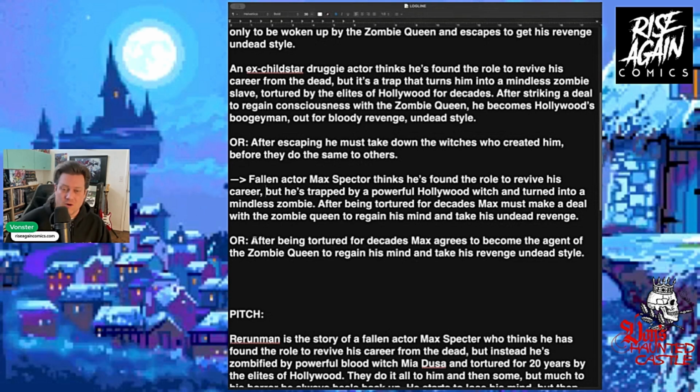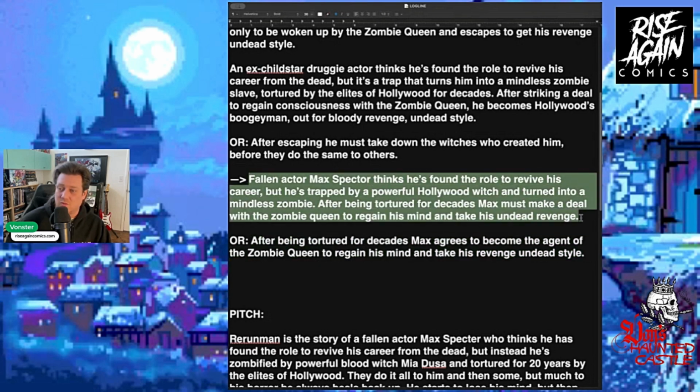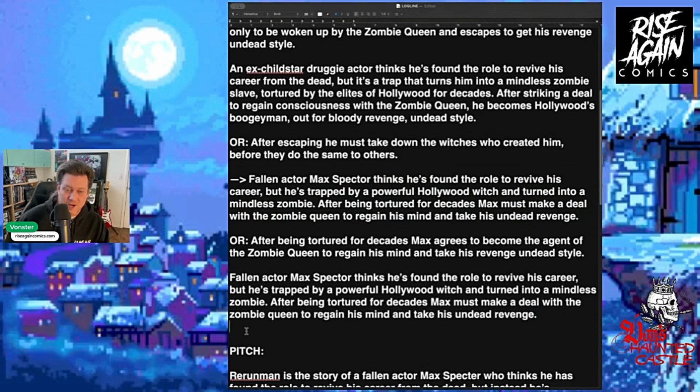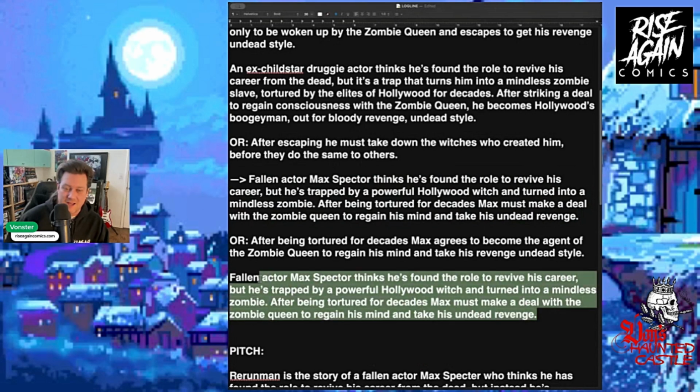Then I put, or after being tortured for decades, Max agrees to become the agent of the zombie queen to regain his mind and take his revenge, undead style. So there's all these different ones. I'm going to start writing a new one from all this because I still don't think this is good enough, guys. It ain't good enough. You always got to refine, always be refining, always.